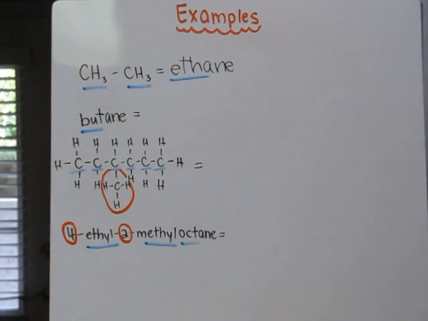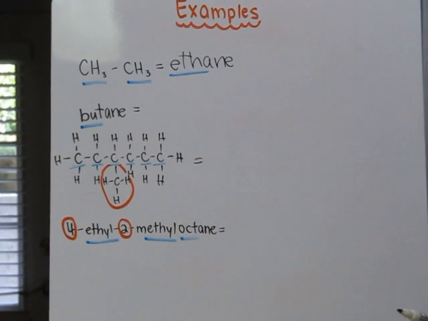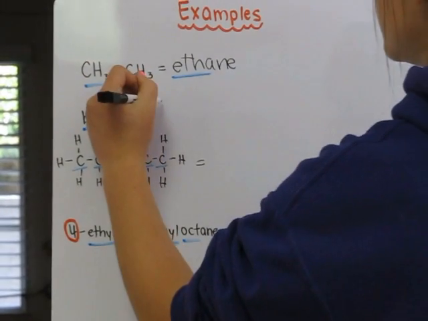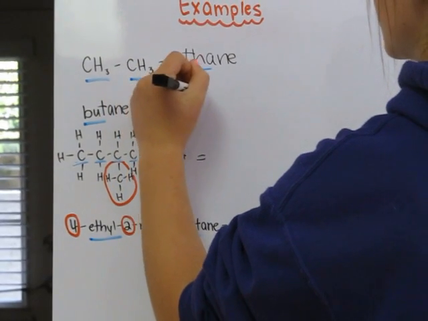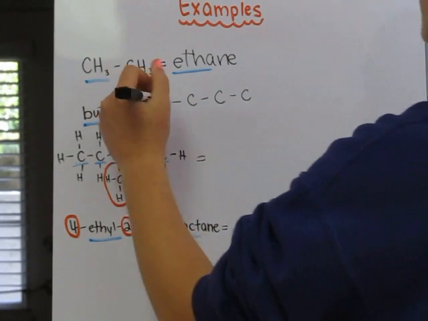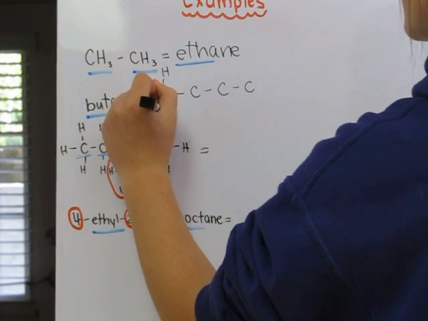Our next example, butane. The but tells us that there are 4 carbons. So we would do 4 carbons. And each carbon has to have a total of 4 bonds. So draw in the remaining bonds with H's.